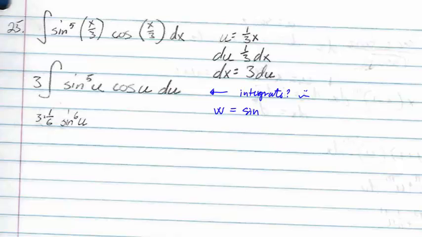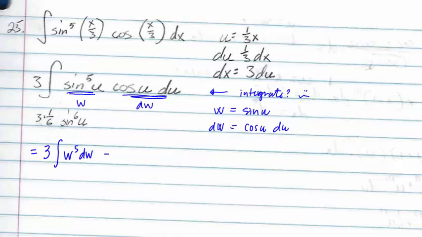the sine of u, then dw will be the cosine of u du. So here we have a w and a dw, which makes this integral 3 times the integral of w to the 5th times dw. That's a very easy antiderivative. 3 times w to the 6th divided by 6. 3 divided by 6 is 1/2.